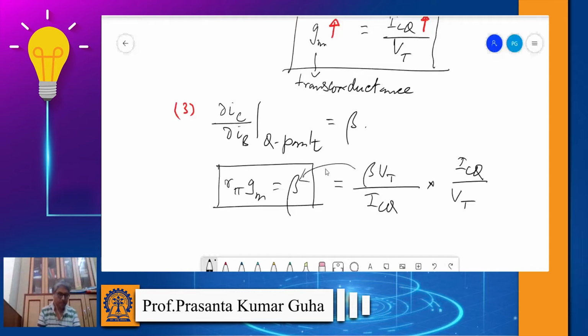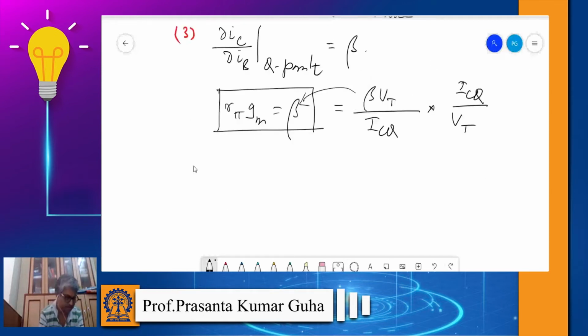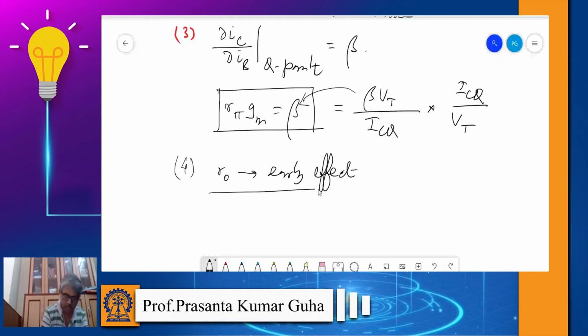Now there is another parameter which is R naught, that we can discuss later on, or in fact we can discuss now. This R naught is basically coming because of the early effect, okay, that we have discussed elaborately before.